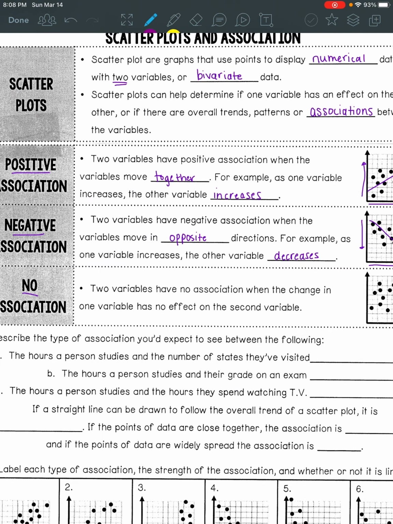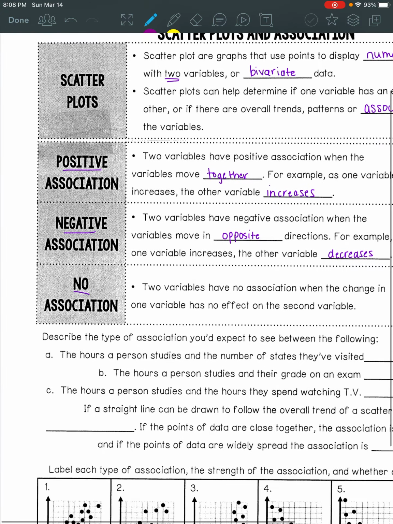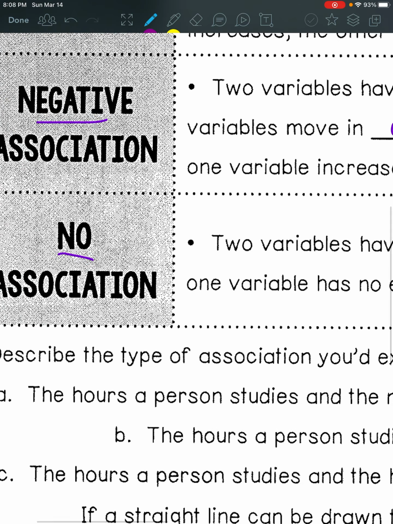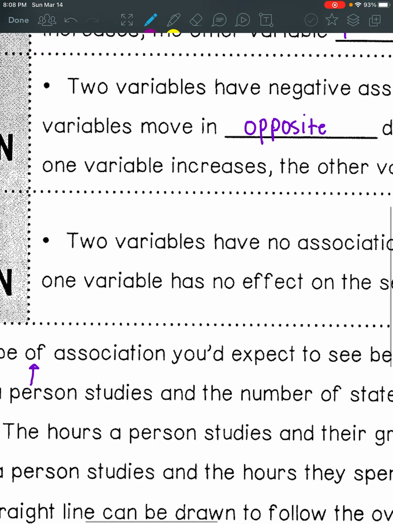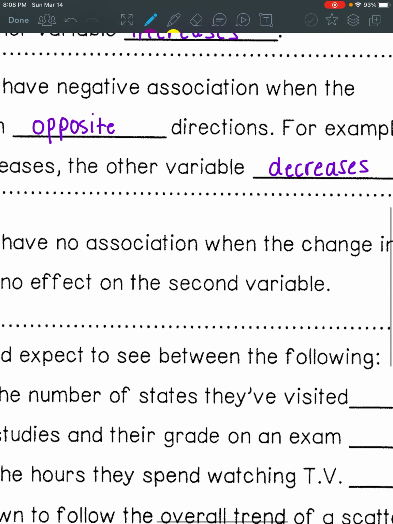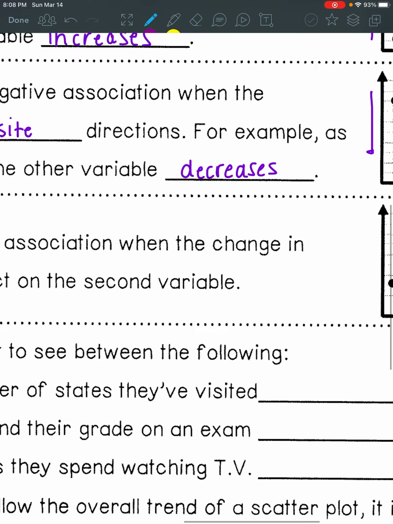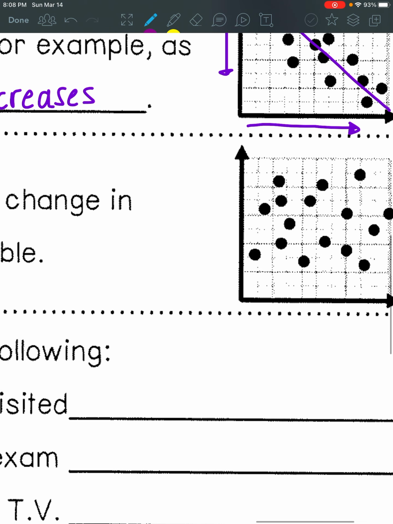So we can also look at associations just based off of the scenario. We don't actually have the picture. So the hours a person studies, so think about the number of hours that you spend studying for a test. As you increase the number of hours you study, what happens to the number of states that you visit? Well, those really don't have anything to do with each other. If you're studying for a test, it's not going to change how many states you are visiting. So I'm going to say no association.